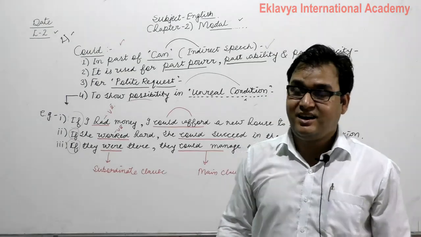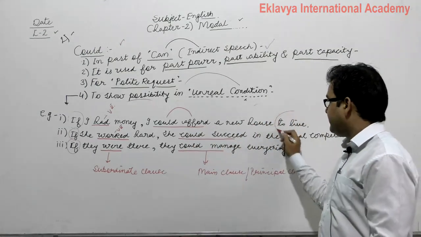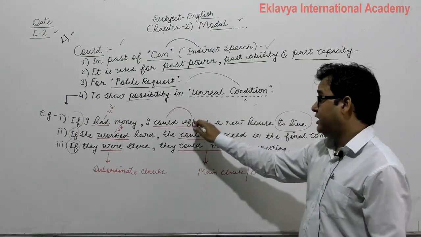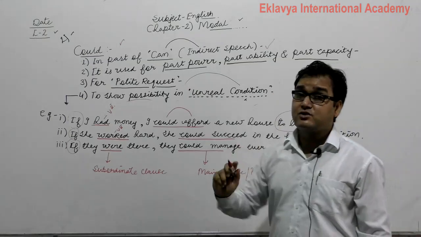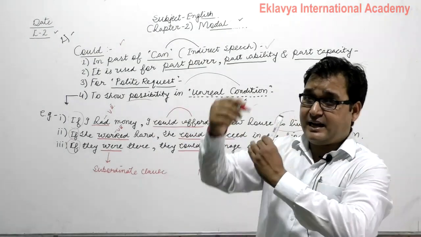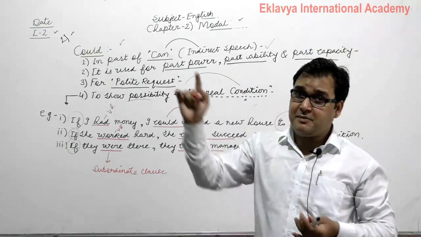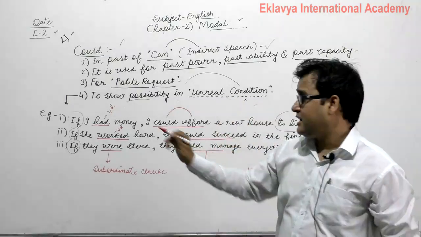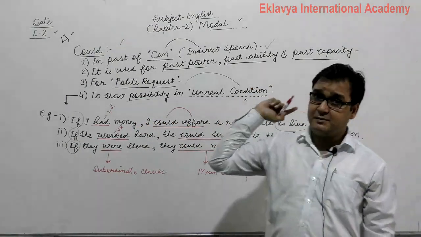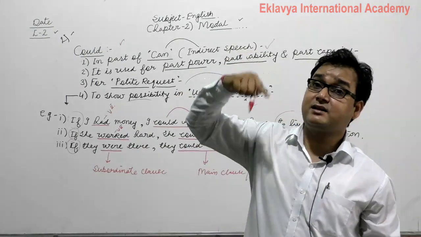होता तो क्या करता? I could afford a new house to live. To live, infinitive यहाँ पर है, to plus first form. I could afford a new house, मैं एक नया घर afford कर सकता था. ठीक है, तो यहाँ पे नए घर को afford करने की possibility थी, अगर मेरे पास पैसा होता. Is it clear? If I had money, I could afford a new house to live. अगर मेरे पास पैसा होता तो मैं रहने के लिए नया घर खरीद सकता था.